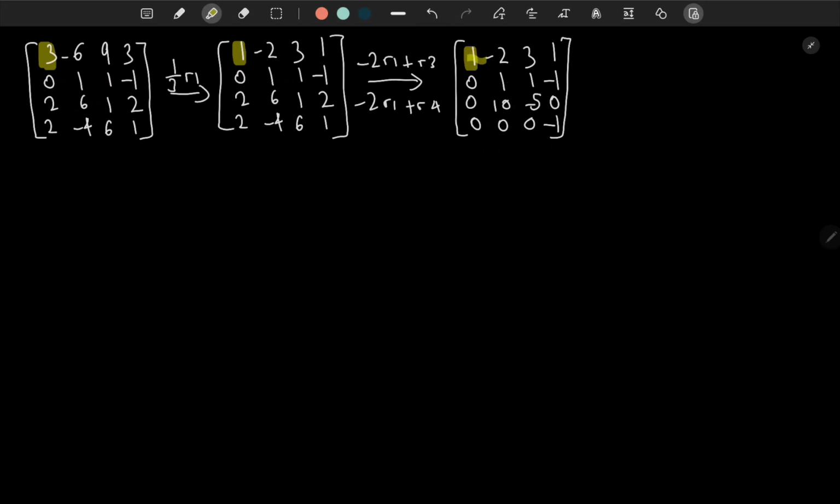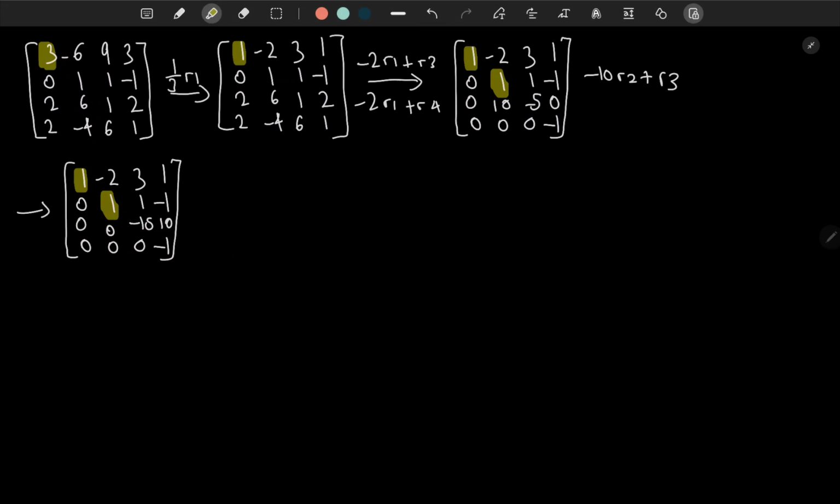the pivots. So 1 is the first one, below it is all zeros, the next pivot in the second row is going to be 1, and we can see that there is a 10 below it. So now we have to remove that. So let's do -10 R2 plus R3, and I'll write the matrix over here now.